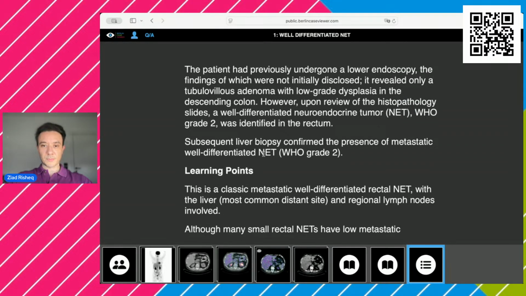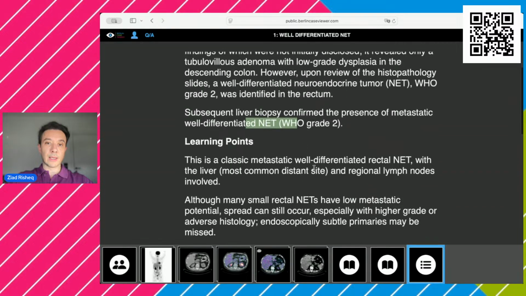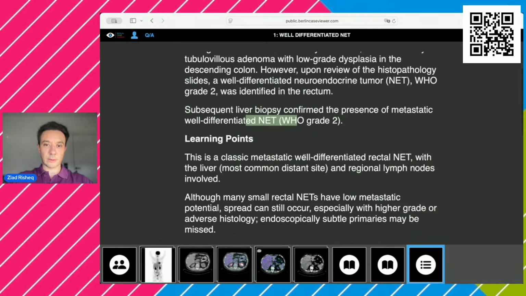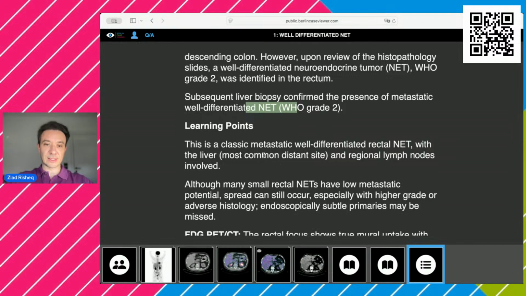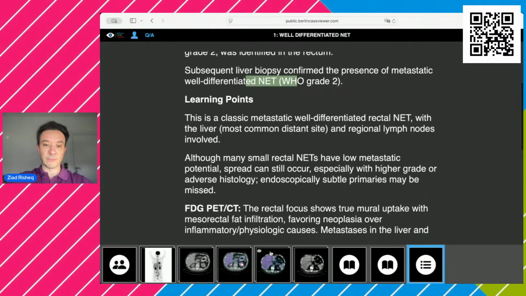He also had a liver biopsy, and it was also a neuroendocrine tumor. And in these cases, rectal neuroendocrine tumors usually do not metastasize unless it is high grade or it's big enough. I think the cutoff is if it's more than 2 centimeters, usually there is a high risk for metastasis, and the most common site of distant metastasis is the liver. So when you see these findings, they need to make sense.